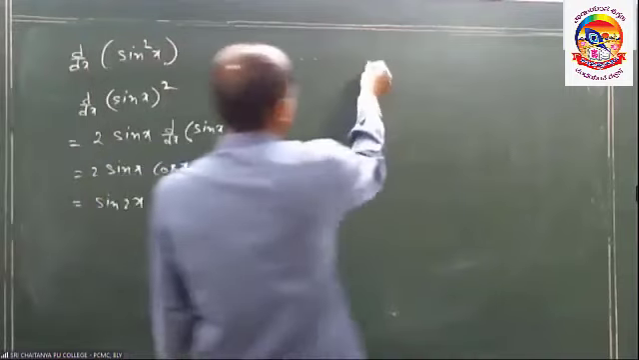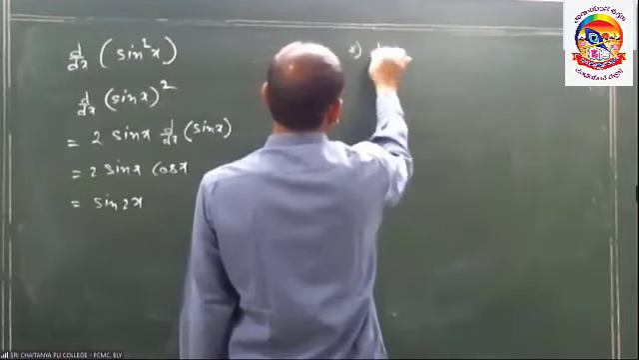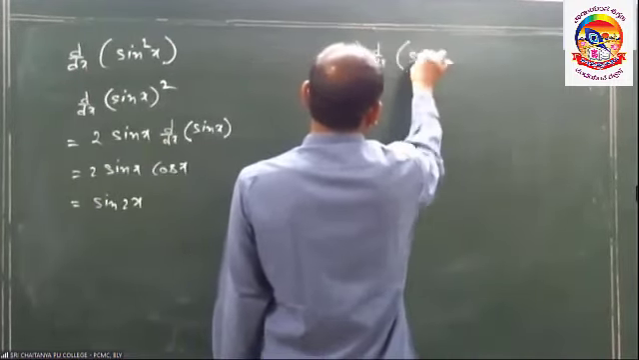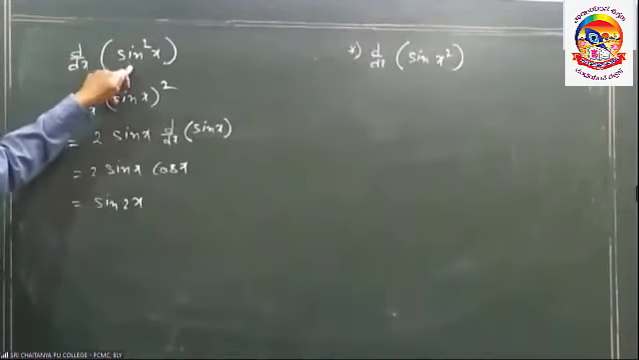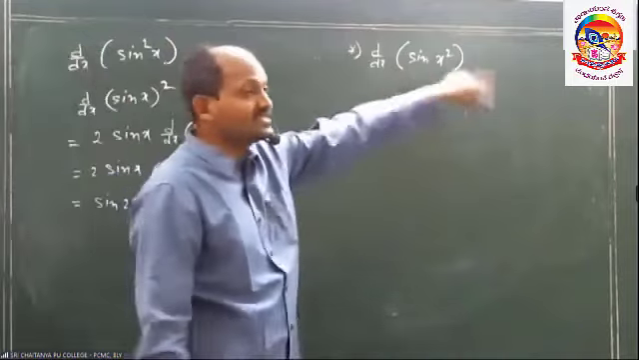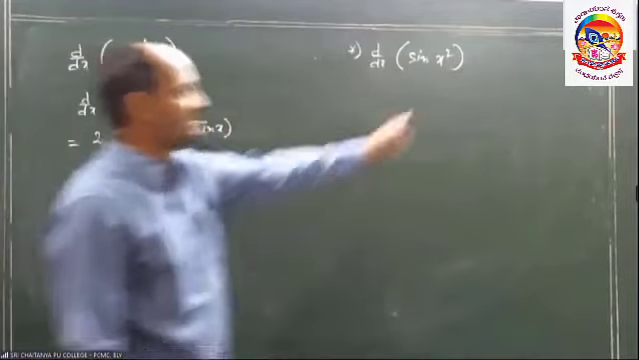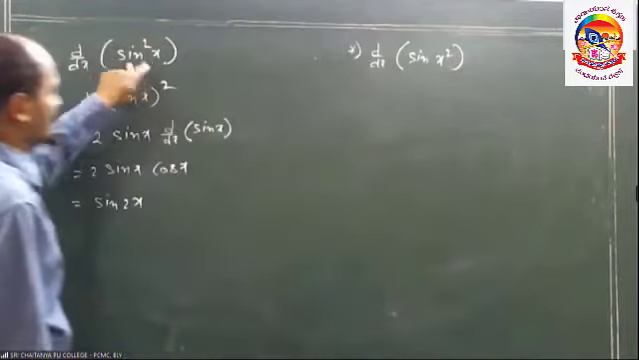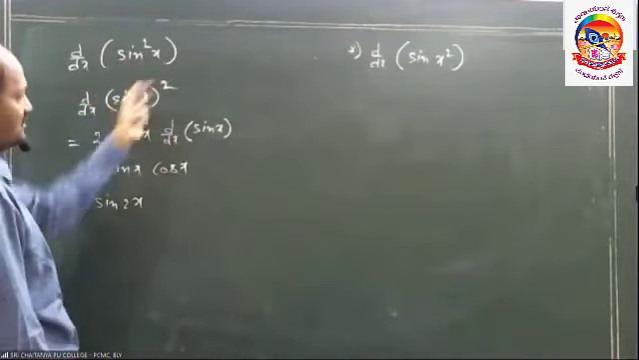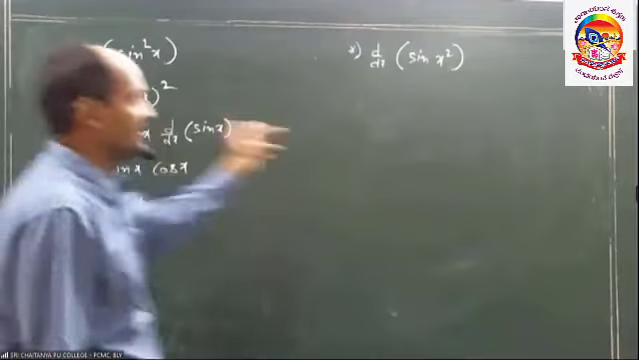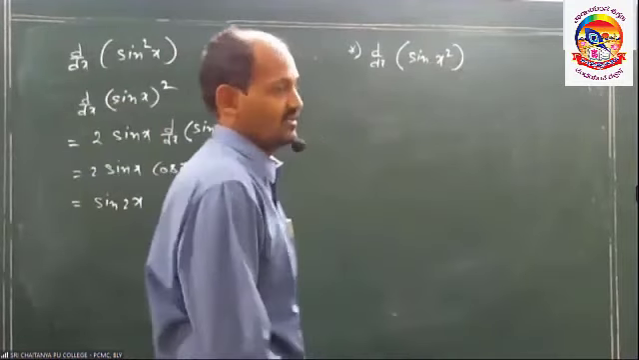Next. Find the derivative of sin of x squared. It is sin square x. It is sin x squared, where x is an angle. It is sin square, sin x into sin x. So sin x whole square. It is only sin of x squared.